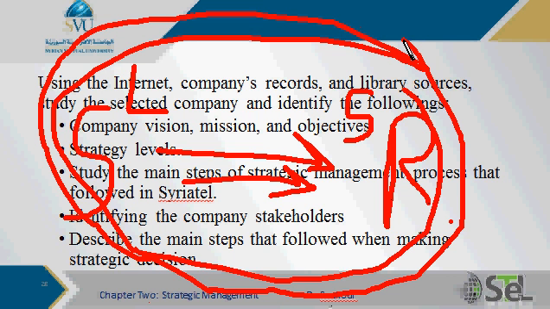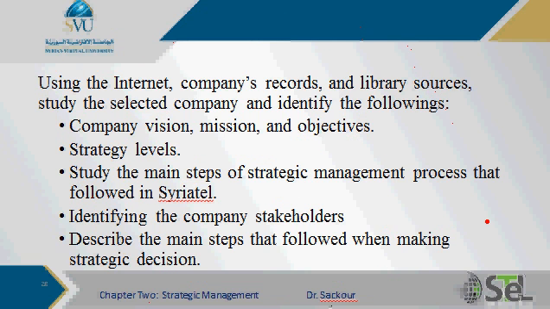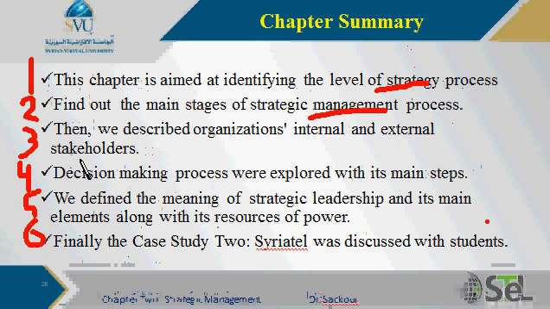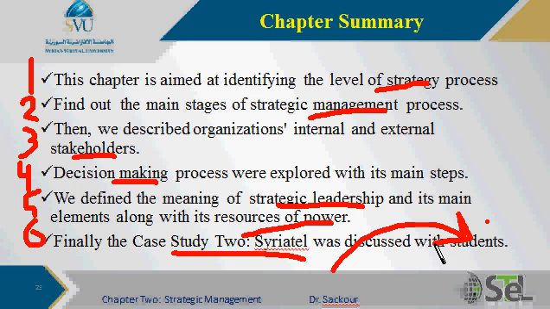For the time being, I can say thank you very much for being with us in chapter number 2, section number 2. We conclude with a chapter summary here, as we mentioned. Six steps were defined. Levels of strategy, strategic management process, stakeholders, decision-making process, strategic leadership, don't forget, and resources of power, and the Stereotel company sources. And don't forget to search about it on the internet.